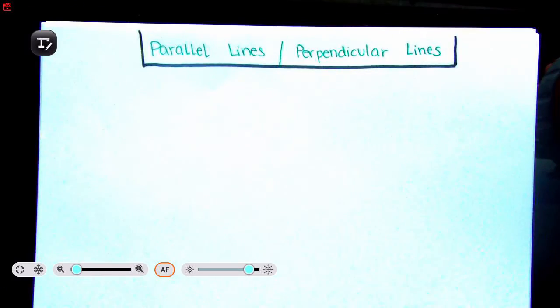Welcome to today's lesson. We're going to be talking about parallel lines and perpendicular lines.